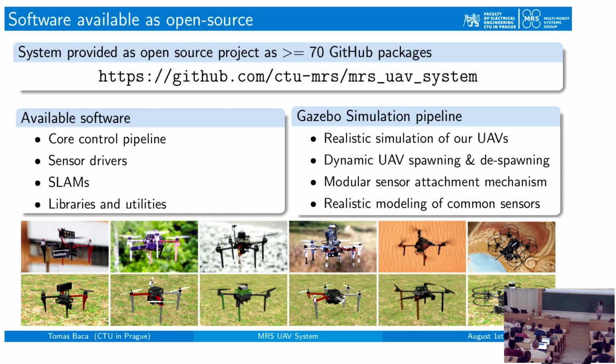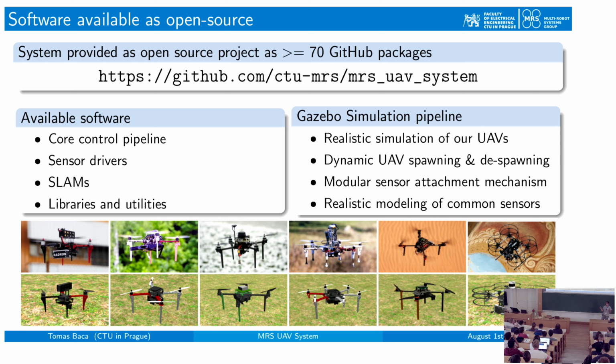So we also provide some additional packages on our GitHub. Not only the core control pipeline, we also provide some modules like sensor drivers, some typical SLAM packages which we forked and slightly improved, like Hector SLAM, A-LOAM SLAM. We also provide libraries and utilities which might be useful. We typically use the Point Cloud Library, which we heavily wrapped around, and we utilize that often.